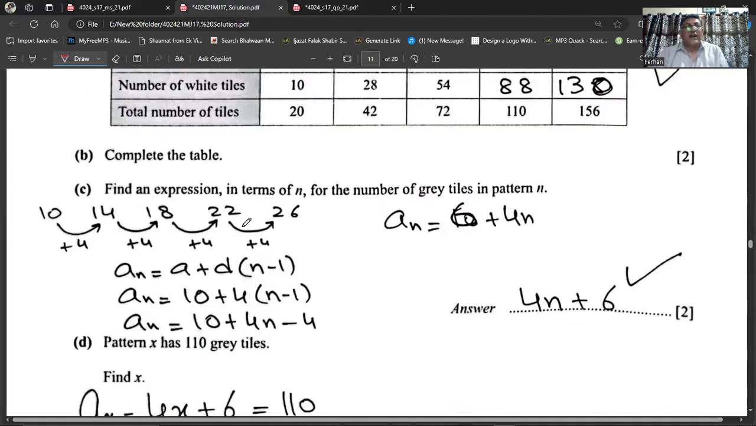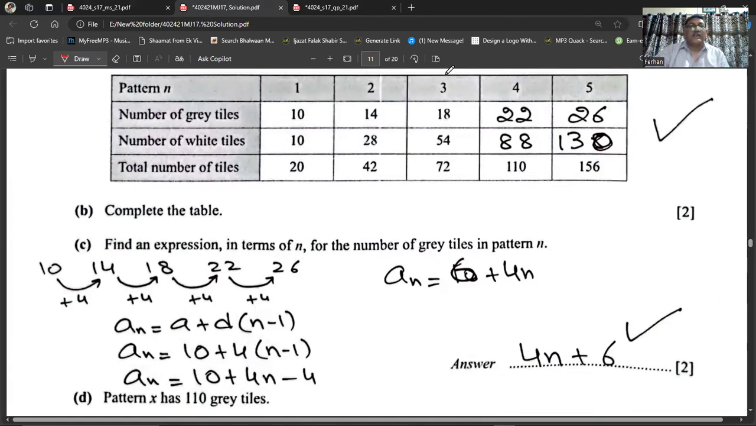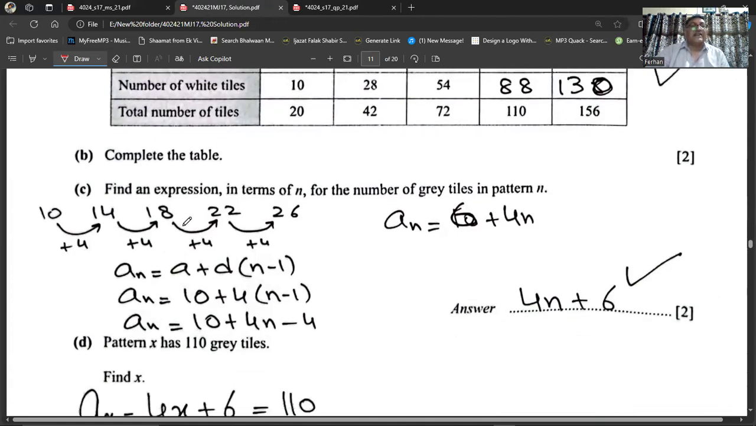He says, find an expression in terms of n for the number of the gray tiles in the pattern. The gray tiles are 10, 14, 18, 22, 26. So here you are adding 4, 4, 4, 4. So the nth term will be a plus d bracket n minus 1, because you are adding a certain number. So it's an arithmetic sequence. I can find the nth term, a plus d bracket n minus 1, where a is the first term of that sequence, d is the common difference. So it will be 10 plus 4 bracket n minus 1. It will be 10 plus 4n minus 4. So this nth term will be 6 plus 4n, or you can say 4n plus 6. I hope you understand.